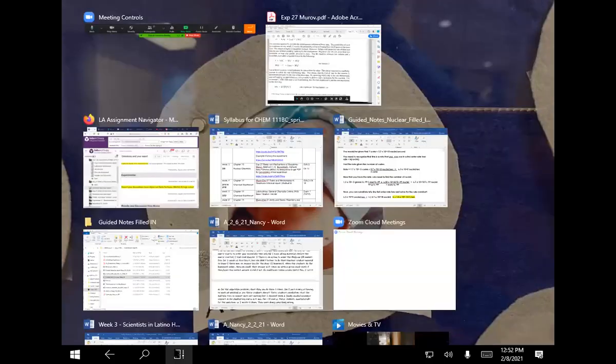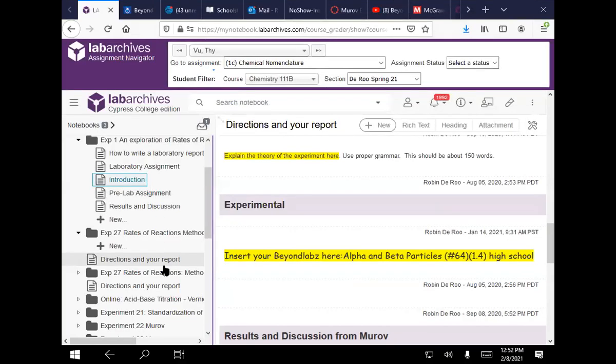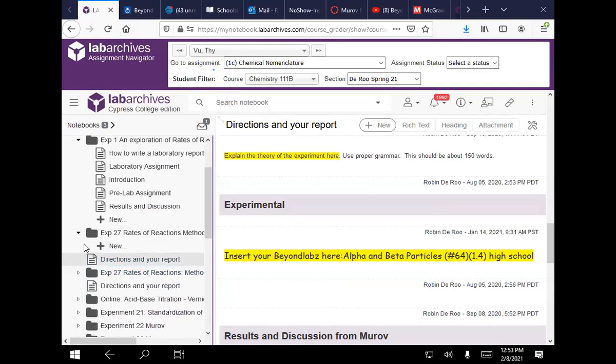So let's go to our lab archives. Okay, experiment 27, rates and reactions method 1, that's this week. And there's just the one page.